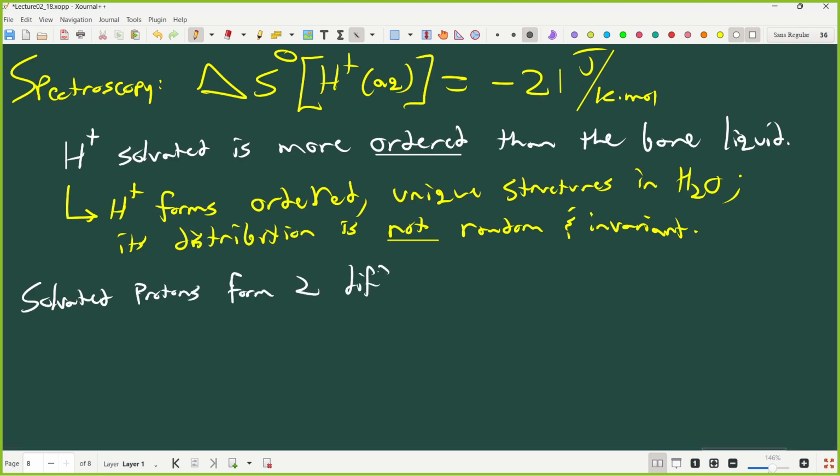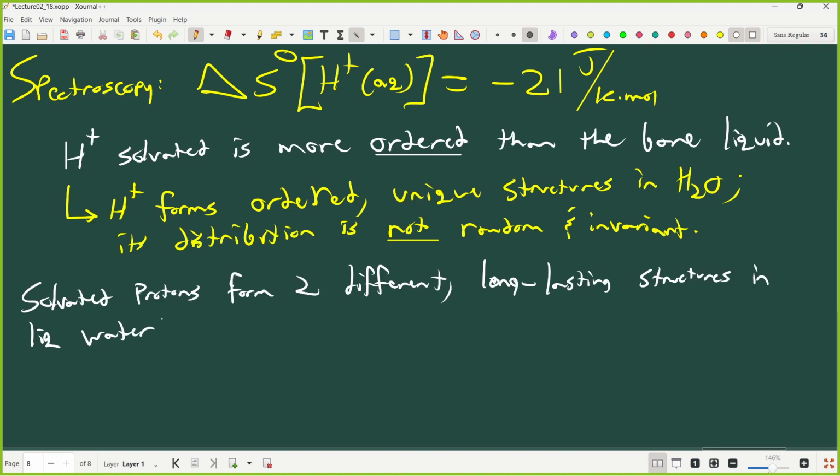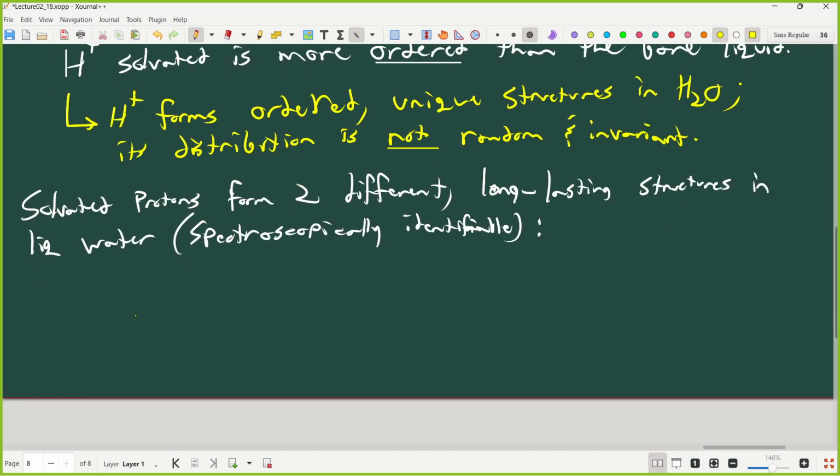Two different long-lasting structures in liquid water. And long-lasting in the sense that you can measure their infrared absorption, their infrared spectrum, which means they're spectroscopically identifiable. And I'll draw them for you. Two different types. And I'll use the same color scheme that I used before.